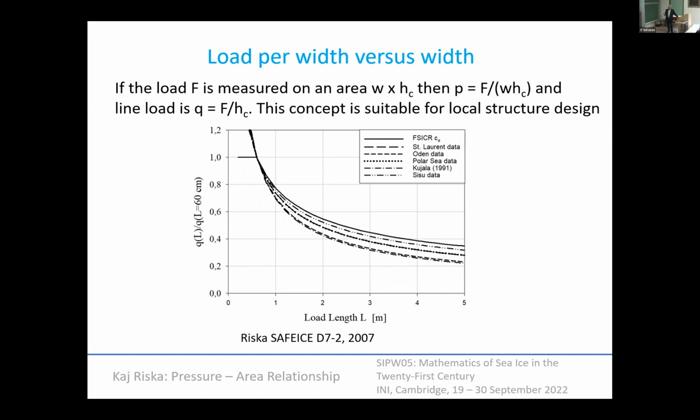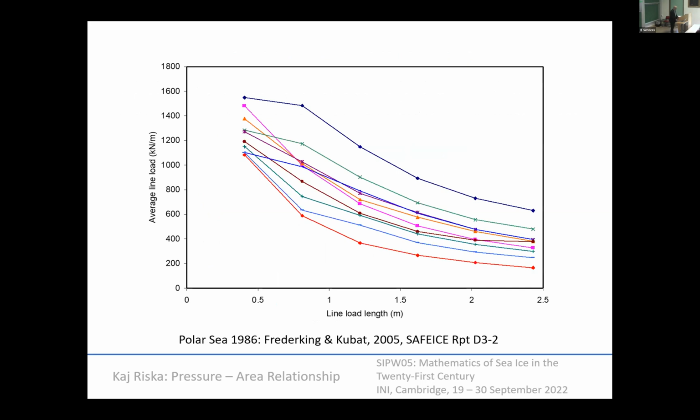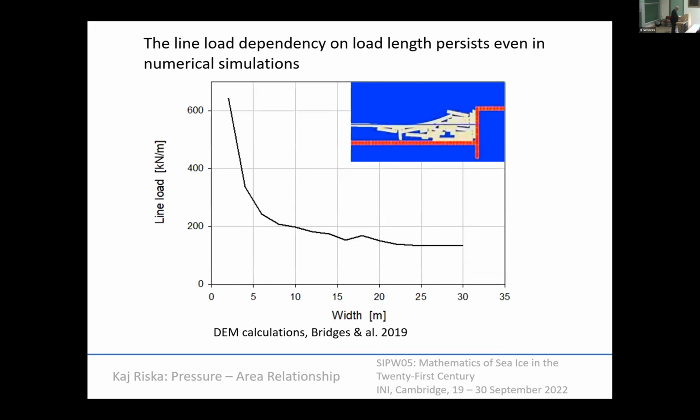And here are different ship measurements, and as you see, they are normalized for this one frame spacing load length. And you see that they follow this kind of distribution quite nicely. These are, of course, fits. And here are some results from the Polar Sea 1986 trials. These are individual hits, so there's average line load versus line load length. The highest average line load which has been measured is roughly 4 meganewtons per meter. That is to give you an idea of the magnitude where we are going. So 4 meganewtons per meter, which is quite a lot actually.